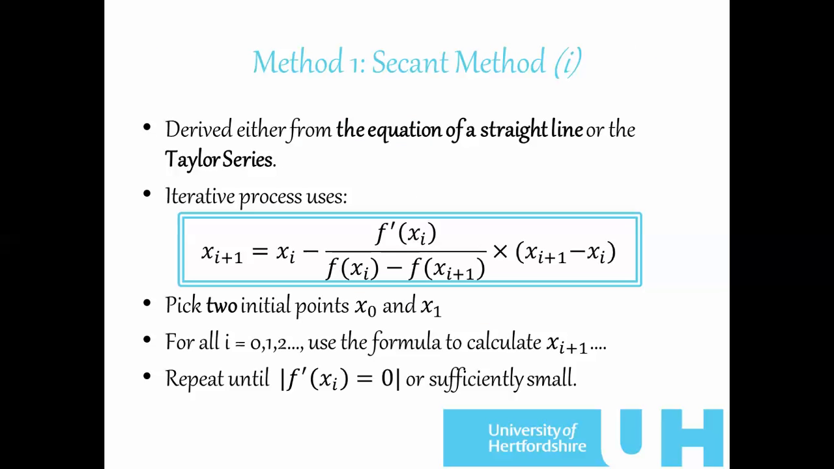The first method that we're going to be looking at is called the secant method. The secant method is derived from the equation of a straight line, y equals mx plus c, or from the Taylor series. It's an iterative process, so it draws lines on a graph in order to come closer to the minimum, and it uses that formula to find the next iteration. The way the algorithm works is you pick 2 points, x0 and x1, and you put them into the formula to find your next point, x2, and then so on to find x3, and you repeat until the gradient is equal to 0. And that ensures that we are at the minimum.